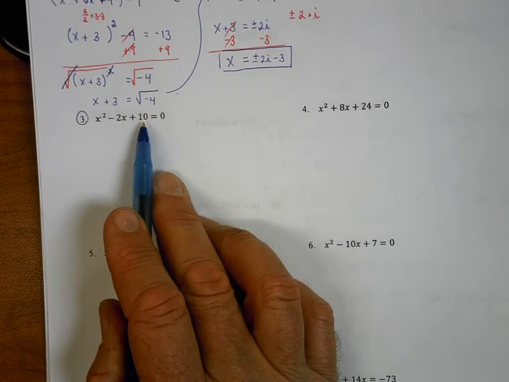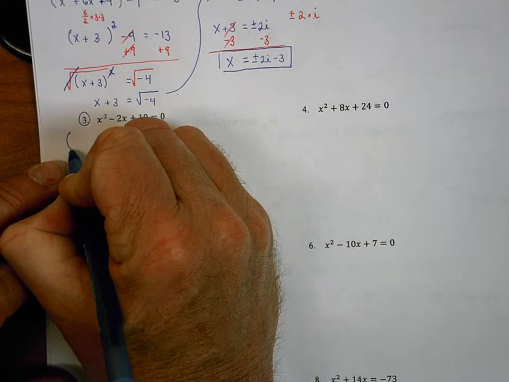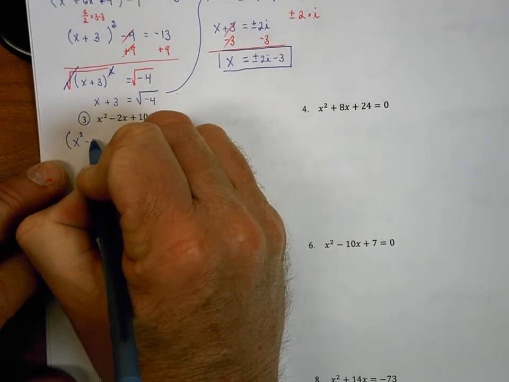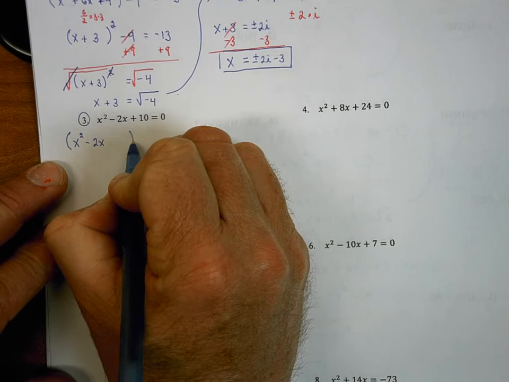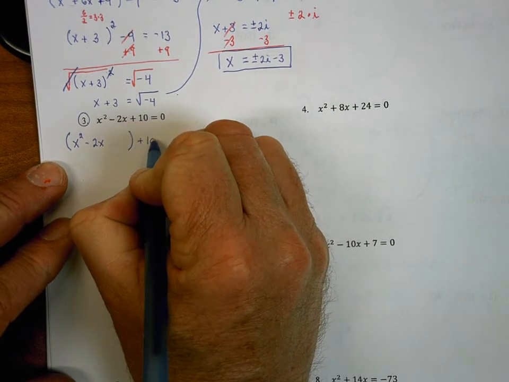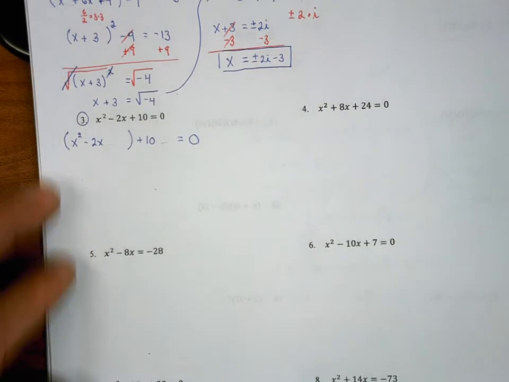Moving on to number 3, I'm going to solve this the same exact method as I did number 1. So I'm going to start with parentheses. I'm going to put the x squared. I'm going to put the minus 2x inside of parentheses. I'm going to leave a little bit of a gap before I close the parentheses. And now in this case, I'm going to put a plus 10 outside the parentheses. Then I'm going to leave a little bit of space, and then I'm going to write equals 0.